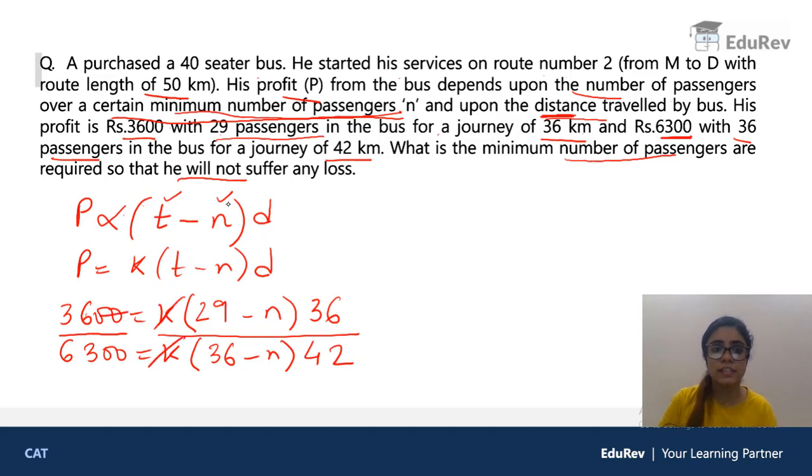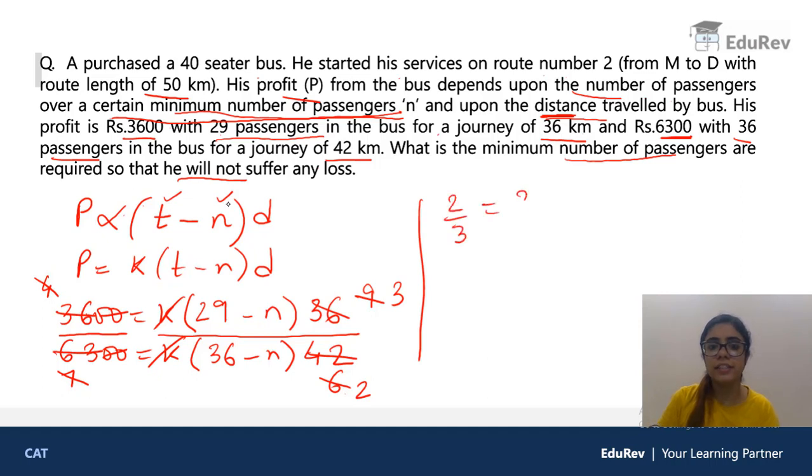Okay? Your zeros will get cancelled. 9 4s are, 9 7s are. Okay? Again 4 1s are 4, 9 s are, 7 1s are 7, 6 s are. Then 3 2s are, 3 3s are. So 3 by 2 will go on the other side and it will become 2 upon 3. That is equal to 29 minus N upon 36 minus N.